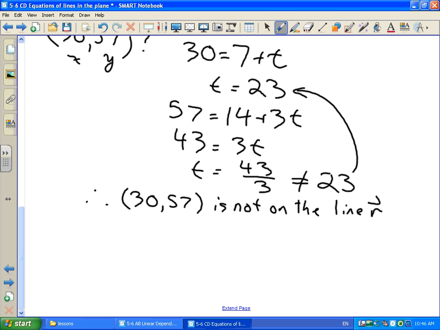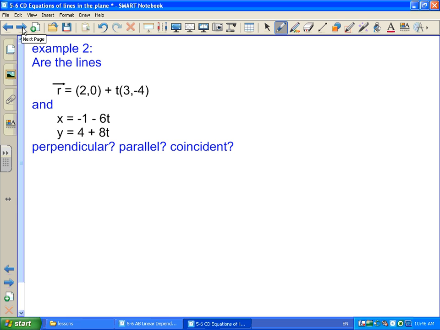All right, we'll take a look at one more example here, and then we will stop for the day. We've got two lines given to us. R equals (2, 0) plus t(3, -4), and x equals -1 minus 6t, y equals 4 plus 8t. And we're asked if these things are perpendicular, parallel, coincident. Describe how these two lines are related to one another. So we'll call these two lines line number 1. And to make them easier to compare, we should take this one here, which is in parametric form, and put it into vector form as well.